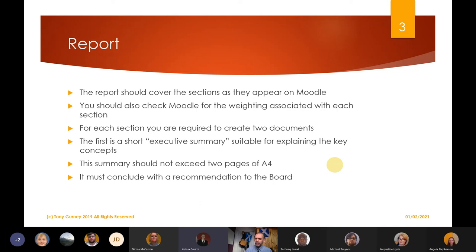As you've already seen from the marking scheme and how Moodle's set up, the report should cover all of those sections. And you can check for the weighting. Create your executive summary and then create, and it's up to you how you want to present it. It might be one document, it might be a bunch of appendices. That might be helpful if you're doing it as we go through it week by week. You can actually create an appendix every week, which you then knit together at the end to create your final executive report or whatever. But you have to create it and you have to give recommendations to the board to say, do this, do this, do this, and you'll be fine.